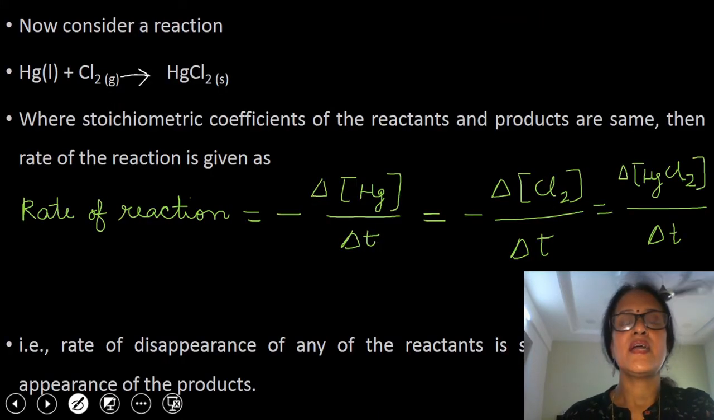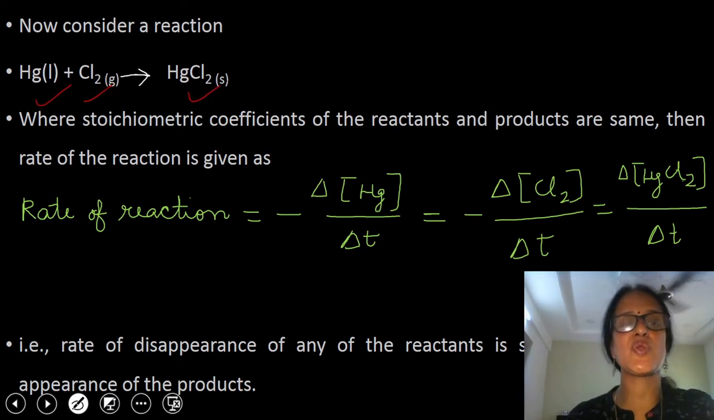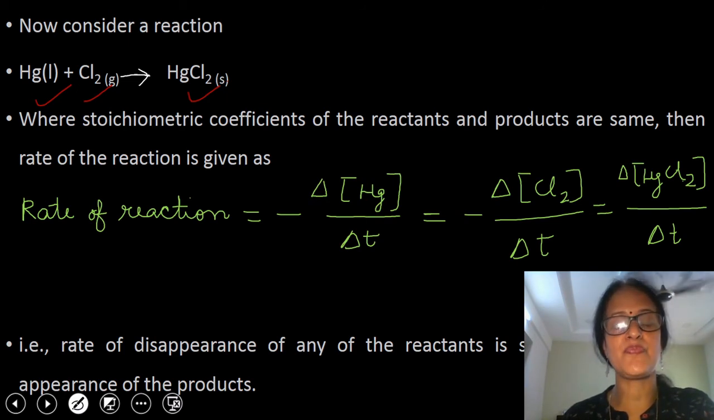Now we will write the rate of reaction for some specific reactions. Consider this reaction where 1 mole of mercury reacts with 1 mole of chlorine to give 1 mole of mercuric chloride. So here we can see that the stoichiometric coefficients of reactants and products are the same.